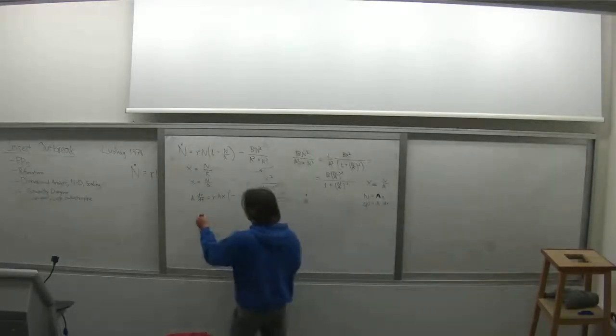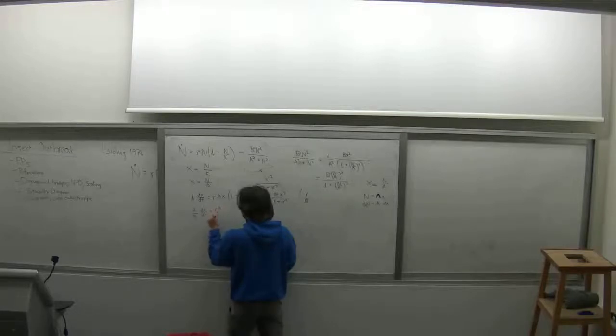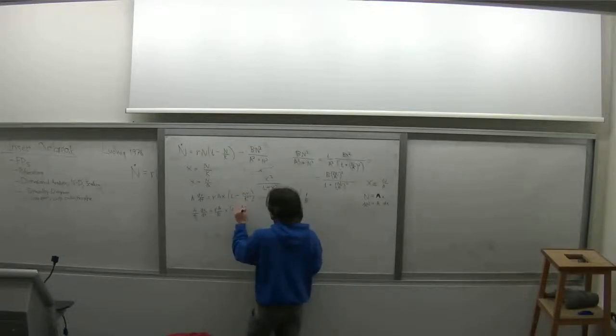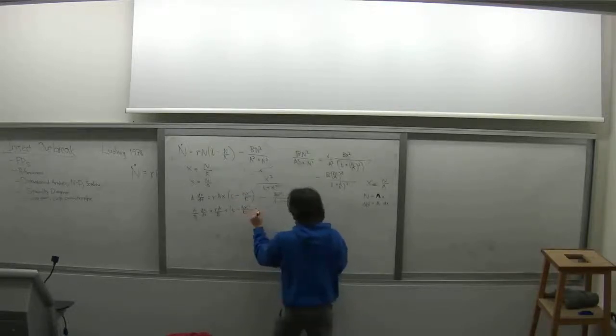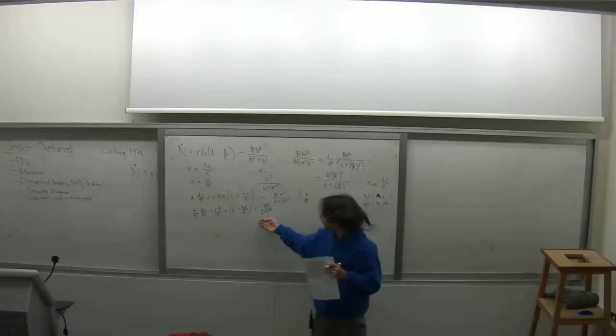Okay, 1 over b dx over dt equals RA over dx. So we already got our desired form of the second term.